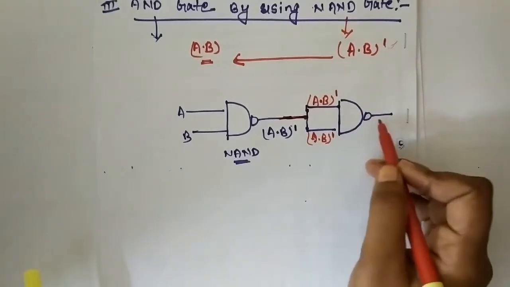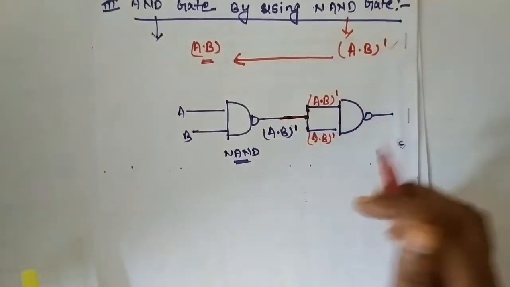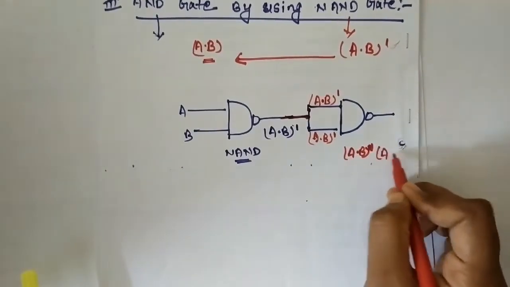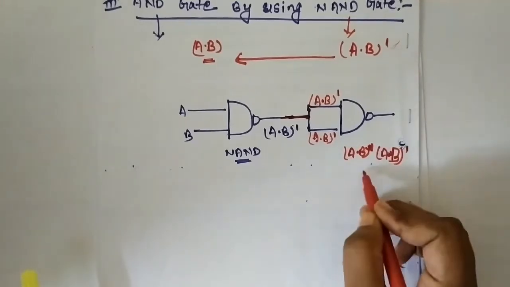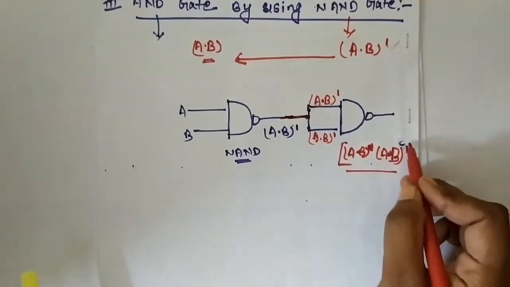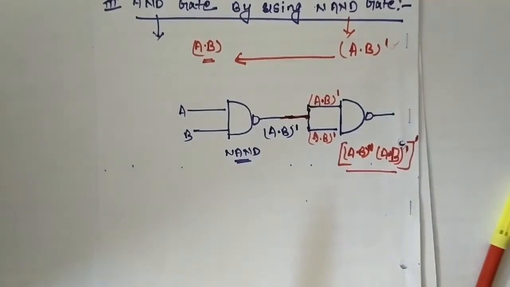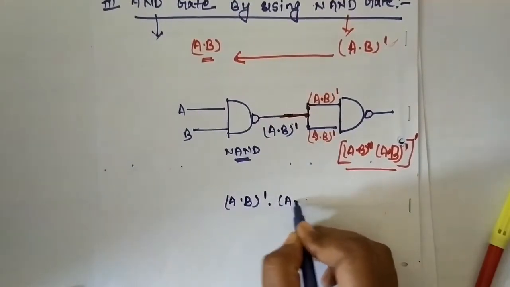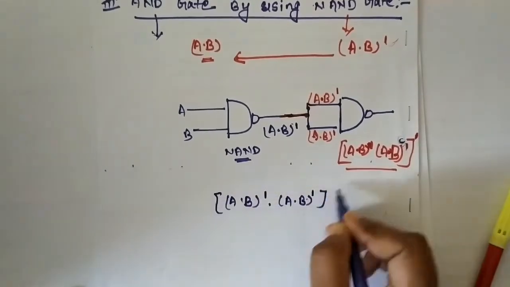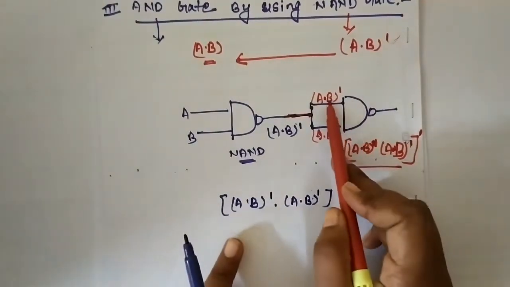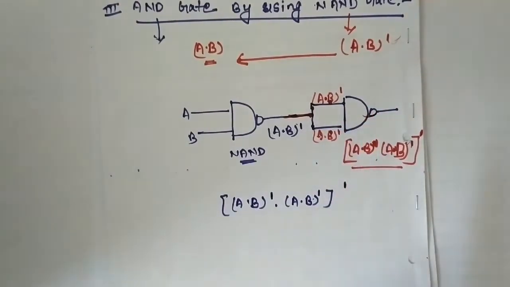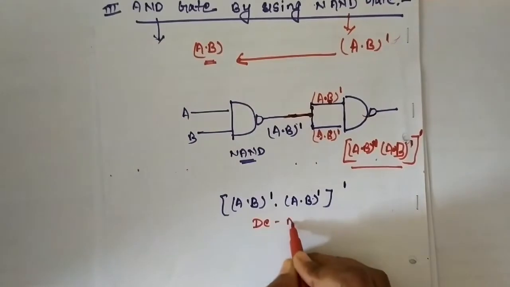So now what is the output? Firstly multiply these two values, A into B whole dash into A into B whole dash, and put a NOT, that means put a whole dash. I have written it here clearly: A into B whole dash into A into B whole dash, and again whole dash. So firstly multiply this one and again this, and for the NOT put one NOT sign. So let's again solve it by De Morgan's theorem.